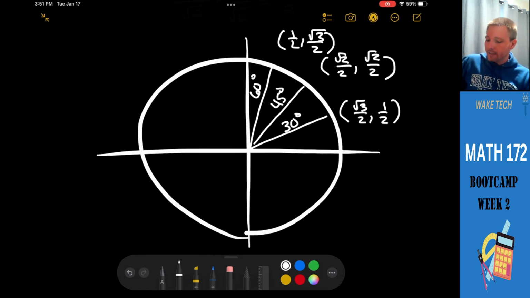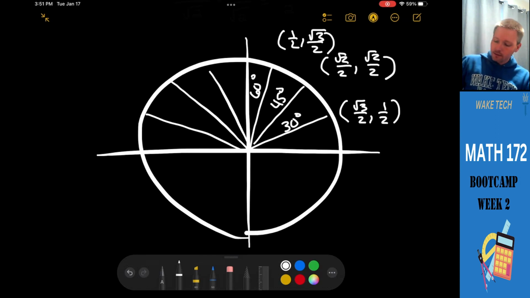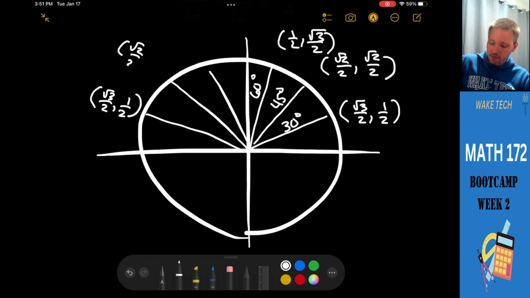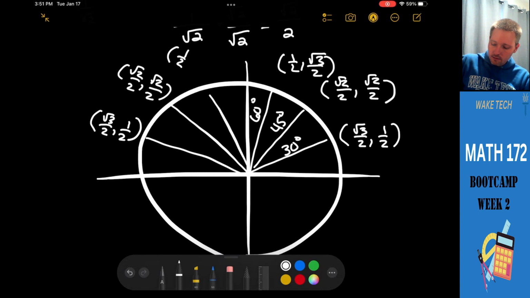So literally the 3 angles in quadrant 2 match in the exact same order the angles from 1. The angle closest to the x-axis is the square root of 3 over 2 with a half. The middle angle is the square root of 2 over 2 with the square root of 2 over 2. The top angle is 1/2 with the square root of 3 over 2. The only change in quadrant 2 is that x needs to be negative.